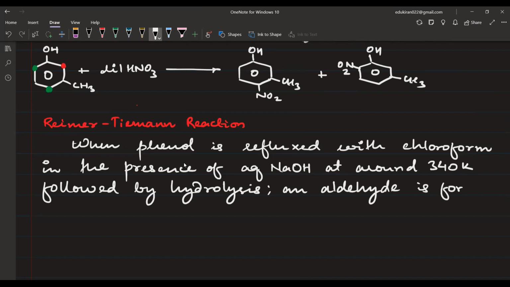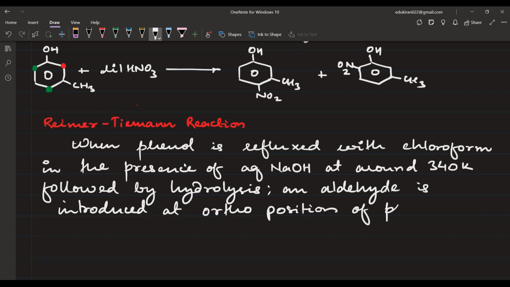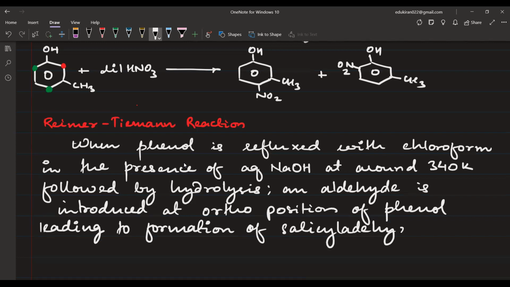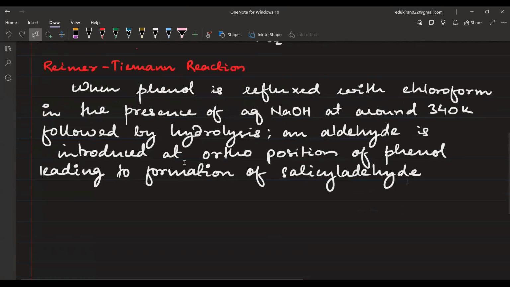An aldehyde is introduced at the ortho position of phenol, leading to formation of salicylaldehyde.